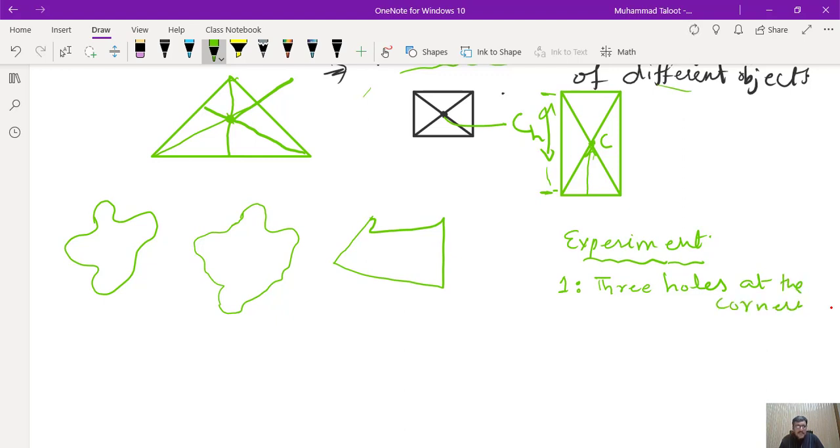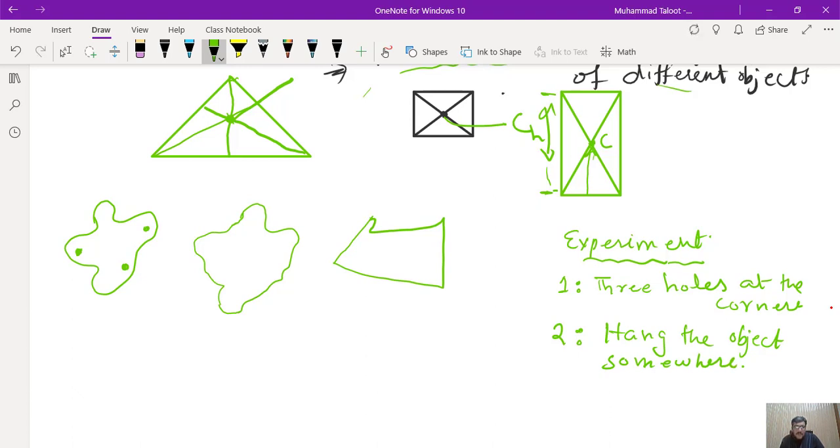Suppose I take this shape, I will make one hole at this point, one hole at this point, and the other hole at this point. After making the holes, you have to hang the object somewhere by using a nail or whatever you can.